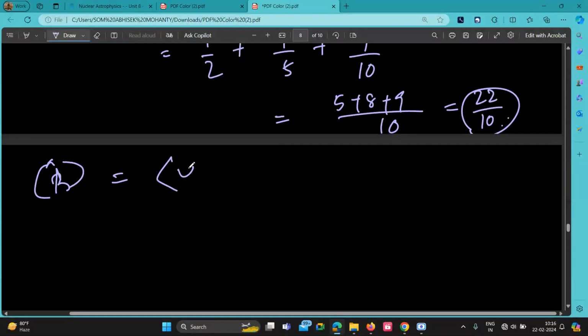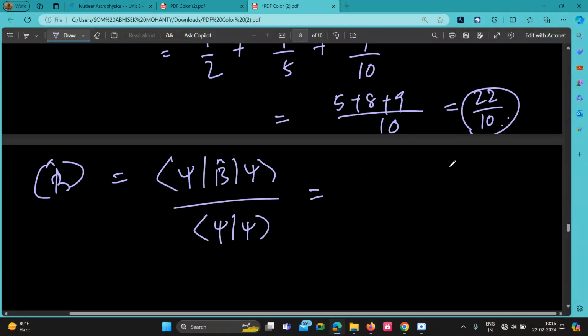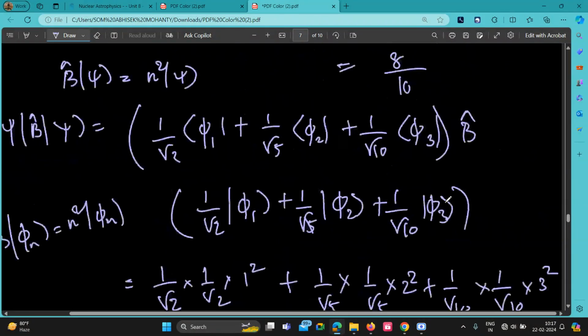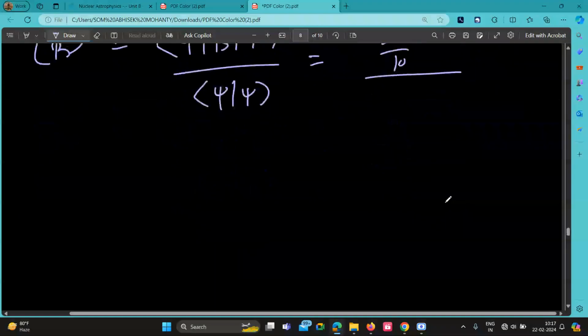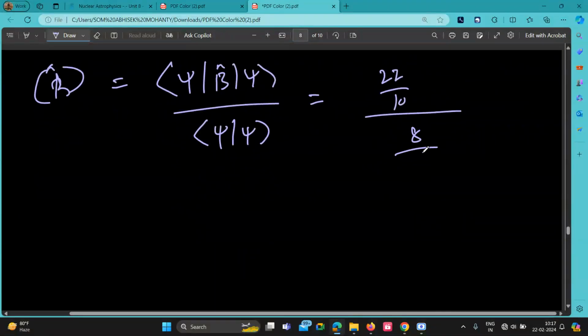Psi, we have written in the beginning, psi b psi divided by psi psi. Psi b psi, I just got 22 by 10, and psi psi is how much? 8 by 10. So the expectation value is 22 by 8, that is 11 by 4. That is the answer.